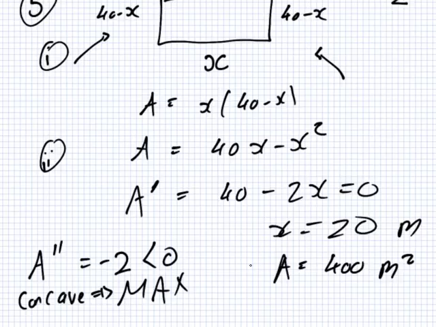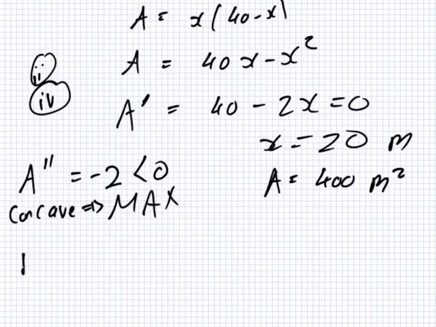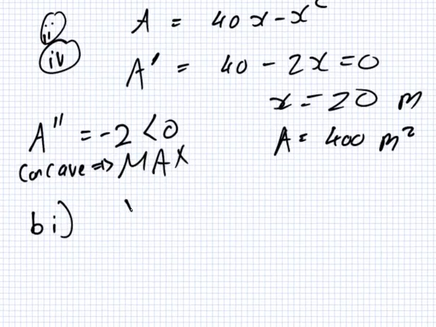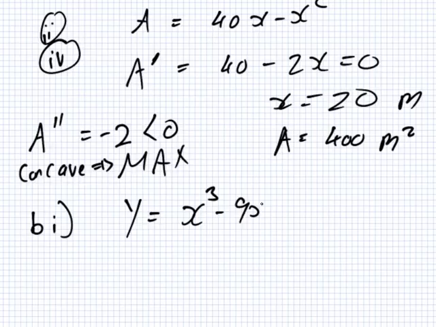Oh, look, I've accidentally done part 3 and part 4 at the same time. B, 1. This is a good one. x cubed minus 9x squared plus 27x minus 23.